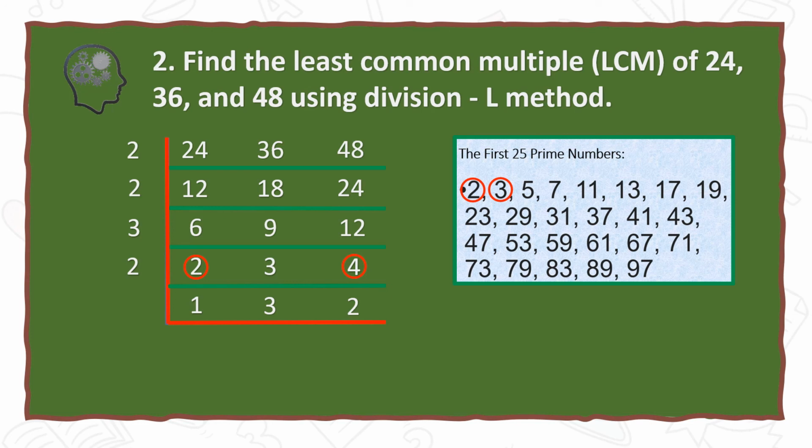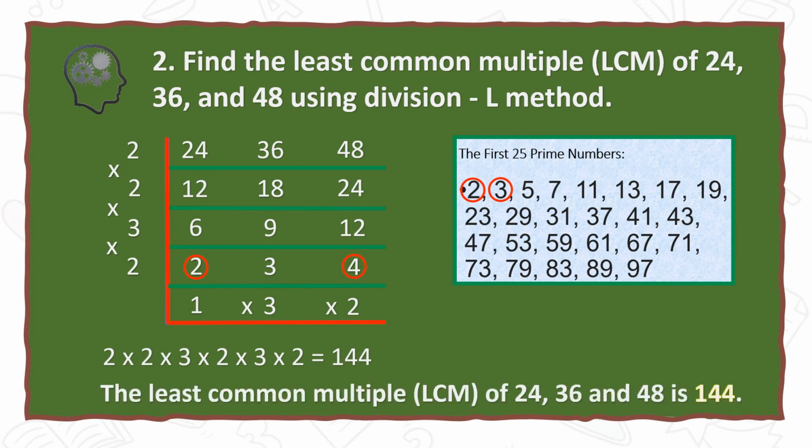at the left side of L, and the numbers at the bottom part 1, 3, and 2. So 2 times 2 times 3 times 2 times 3 times 2 is equal to 144. So the least common multiple or LCM of 24, 36, and 48 is 144.